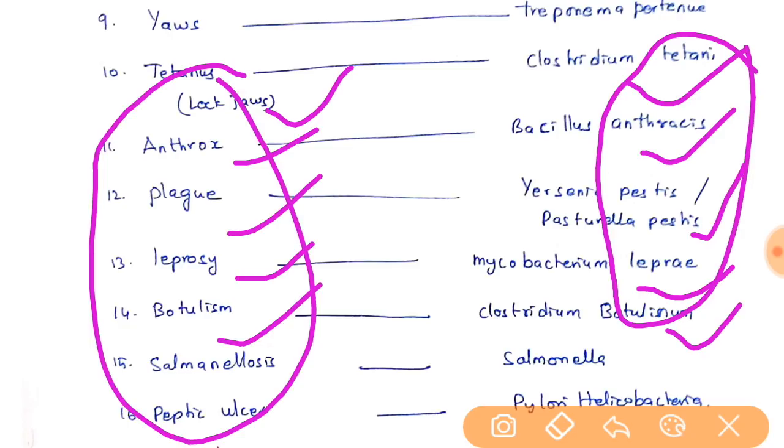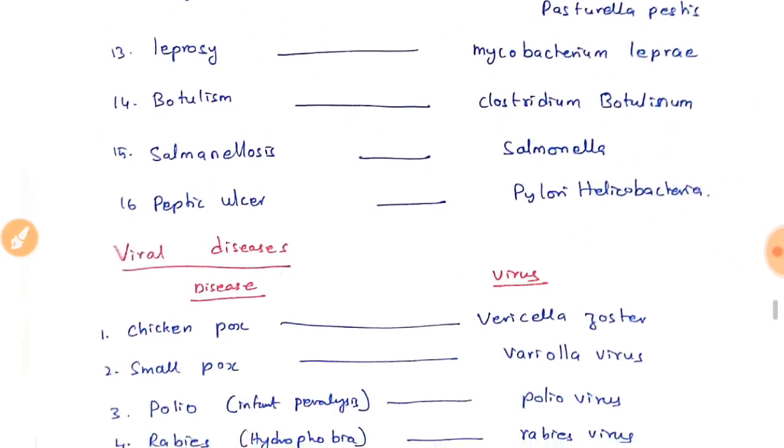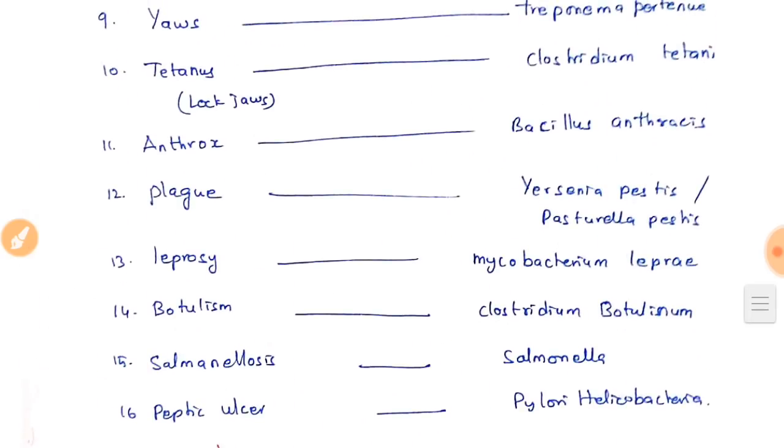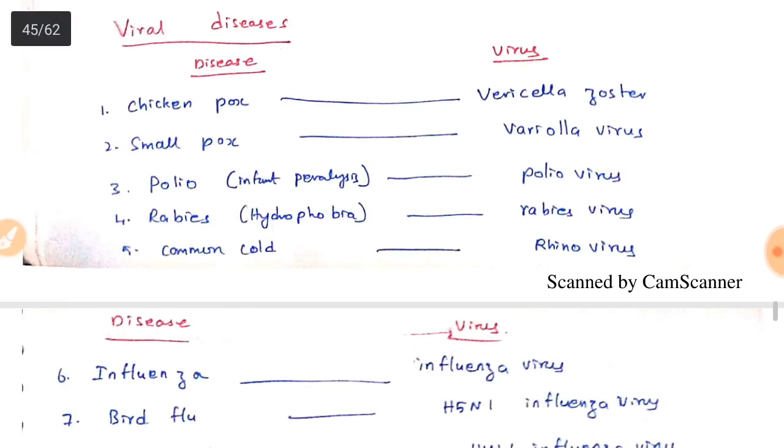The secondary names are the same. For anthrax, it is anthracis. For leprosy, it is leprae. For botulism, it is botulinum. Salmonellosis, Salmonella. Peptic ulcer, Helicobacter pylori. So the names are very similar. It is easy for you to see. So we have seen some bacteria and bacterial diseases. Now we will see some viral diseases.